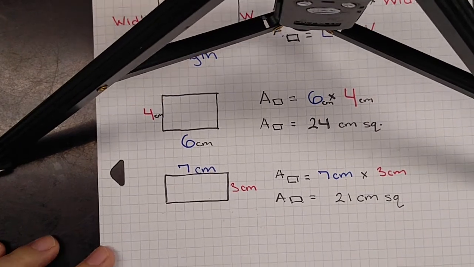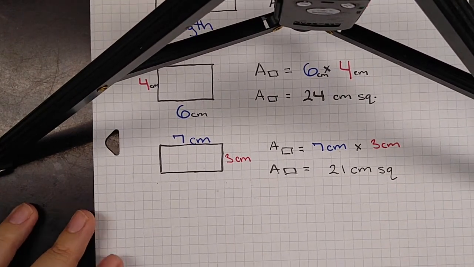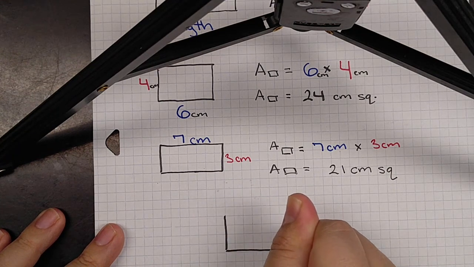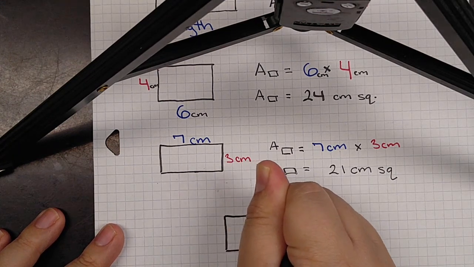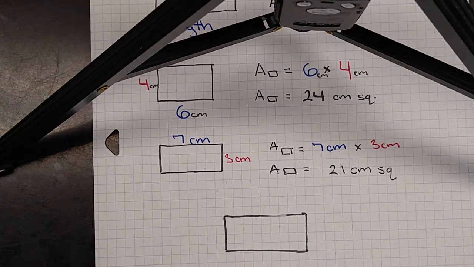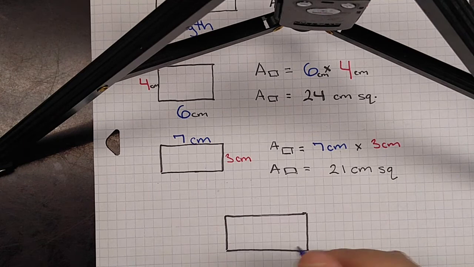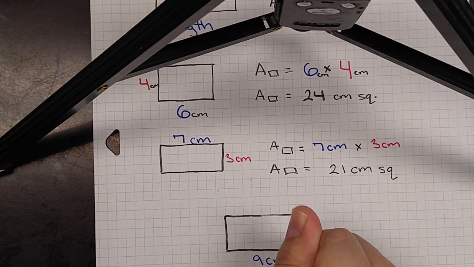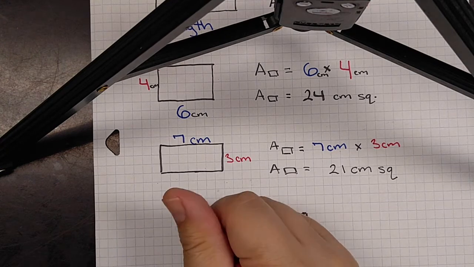Now, really quick, I want to talk about the properties of a rectangle. So here I have a rectangle. Let's just say this is, let's see, 8. So this is 9 centimeters. And this is 4 centimeters.